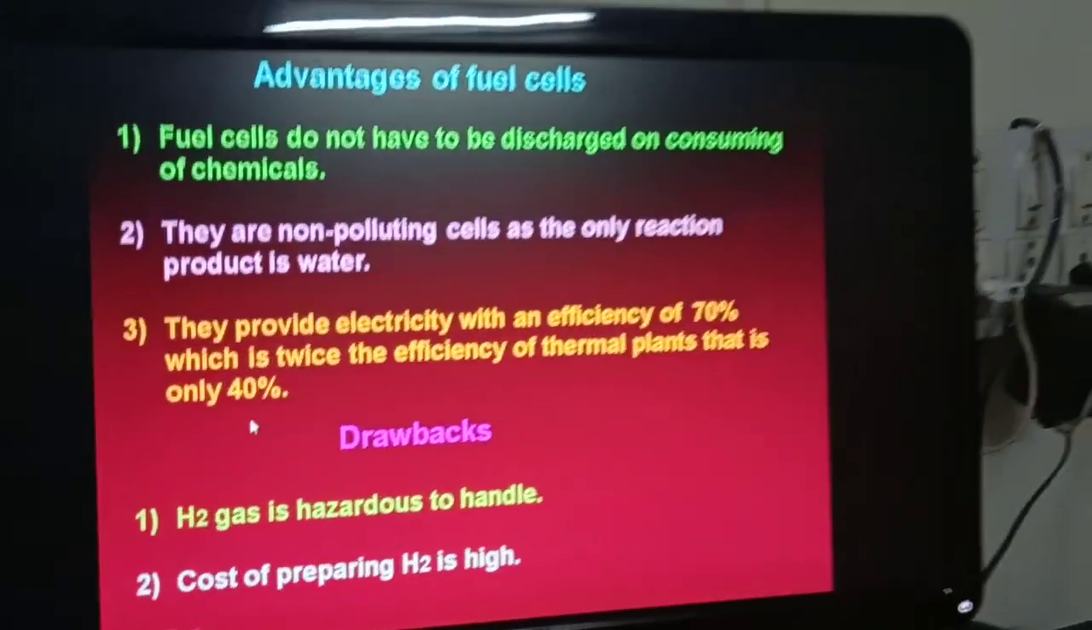Now let us see advantages of fuel cell. Fuel cells do not have to be discharged on consuming of the chemicals. These types of cells are non-polluting cells as they don't have any hazardous chemicals present in them. The product of the reaction is water, so there is no question of pollution in this particular type of cell. Then they provide electricity with an efficiency of 70%, which is twice the efficiency of thermal plants, that is only 40%.